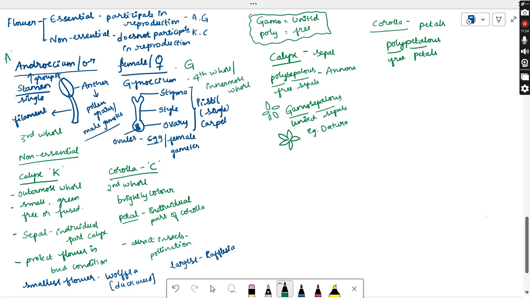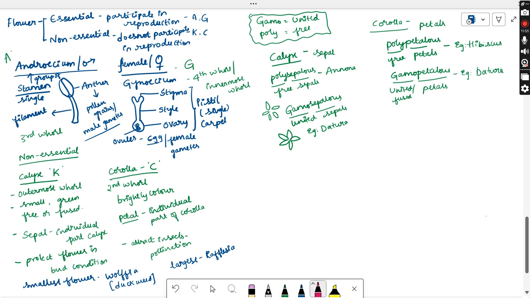So you can see the free petals in the case of hibiscus. If you observe the hibiscus, all the petals are free in condition. And if they are in fused or united condition, that is gamopetalous. Gamo means united or the fused. Petalous means related to the petals. The united or fused petals are called as the gamopetalous condition. This can be seen in the Datura flower.